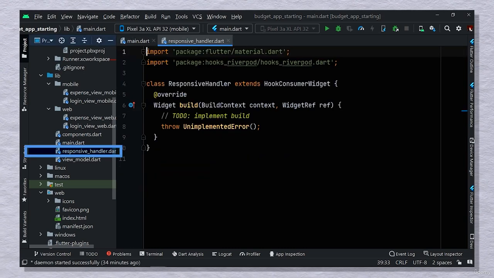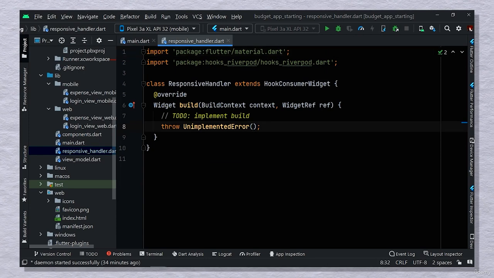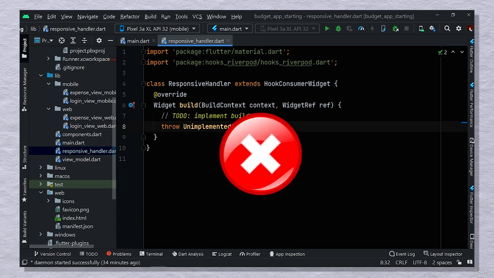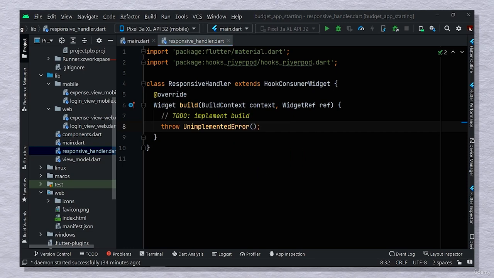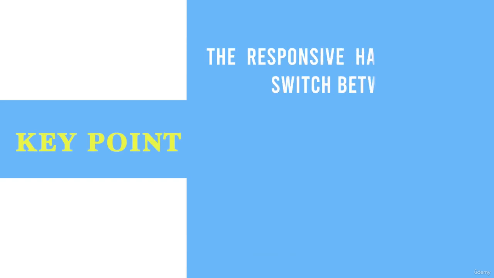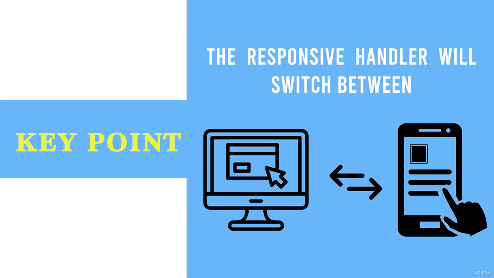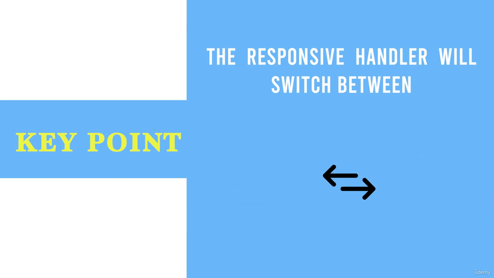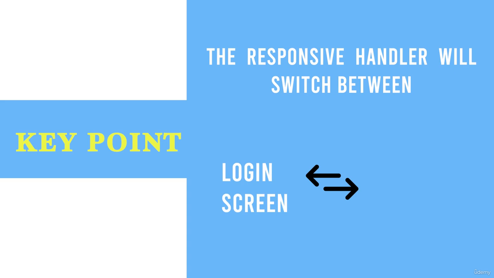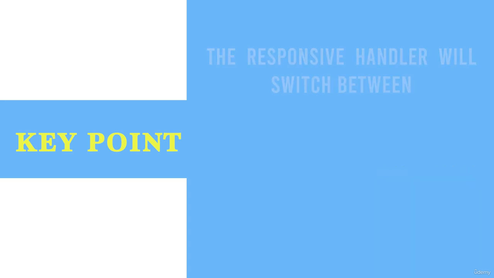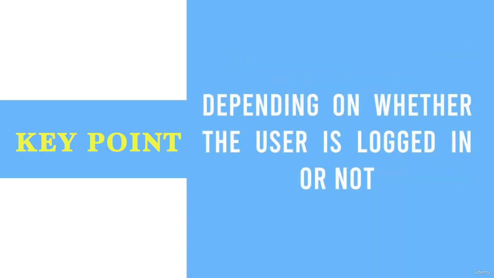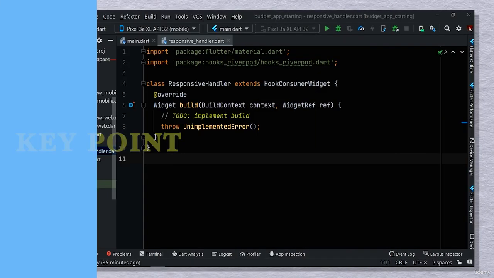I'm gonna open the responsive handler file now. Don't run your app just yet, as we haven't coded many parts. And if you run it without some more necessary codes, the app will crash. The responsive handler will switch between web and mobile versions of the app and also switch between the login screen and the dashboard screen, depending on whether the user is logged in or not.